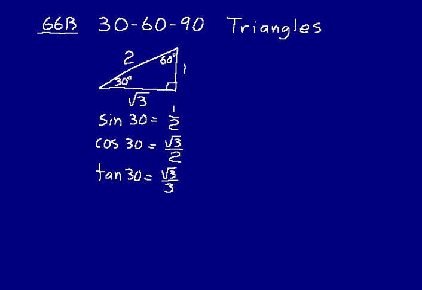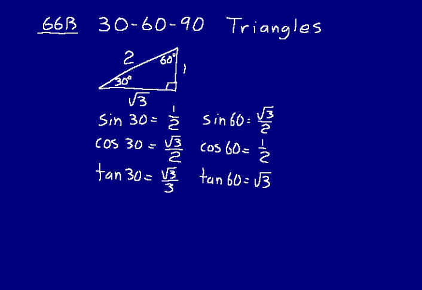Now let's talk about the 60-degree angle. Sine of 60 is equal to opposite over hypotenuse, which is square root of 3 over 2. Cosine 60 is equal to adjacent over hypotenuse, or 1/2. And then tangent of 60 is equal to opposite over adjacent, which would just be square root of 3. Of course, you can always figure out those sine, cosine, tangent of 30 on your calculator, but sometimes it's easier just to know those. It makes working with a problem a lot quicker.